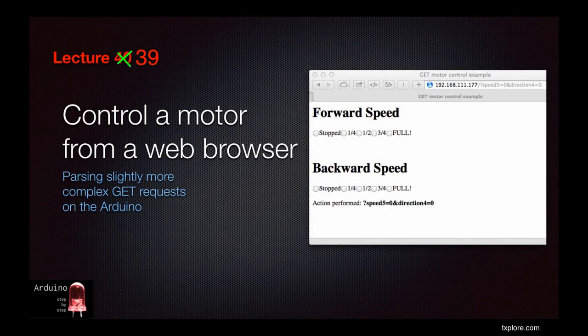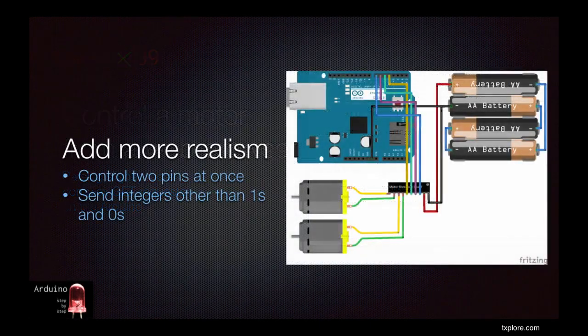Welcome back. In the previous lecture, we learned about controlling the state of a digital pin through sending GET requests with your web browser. What if you had to control two pins at once, and send over values other than 1 and 0s? In this lecture, I'll show you how to do something like that by demonstrating how you can control a DC motor through your web browser.